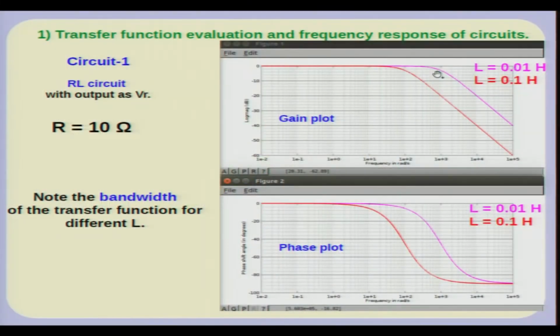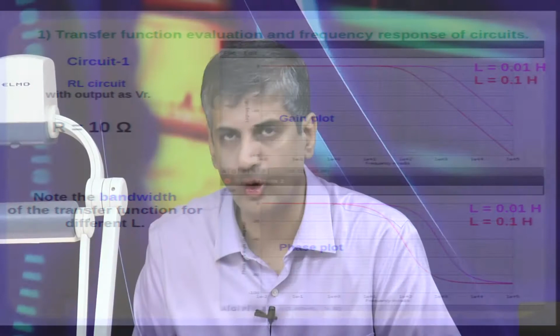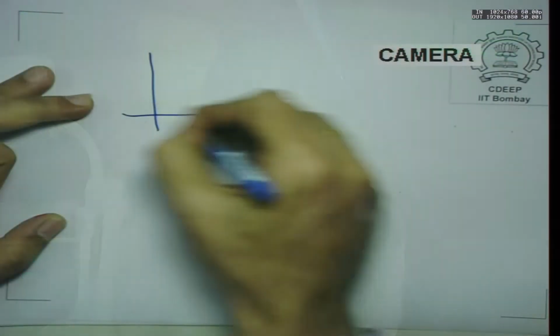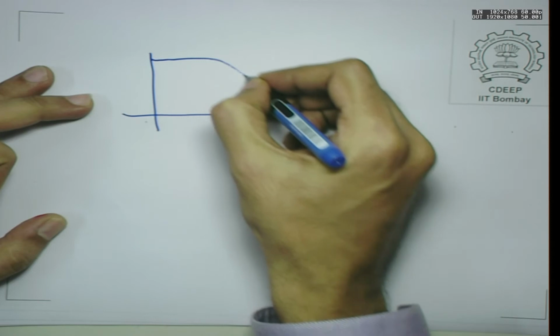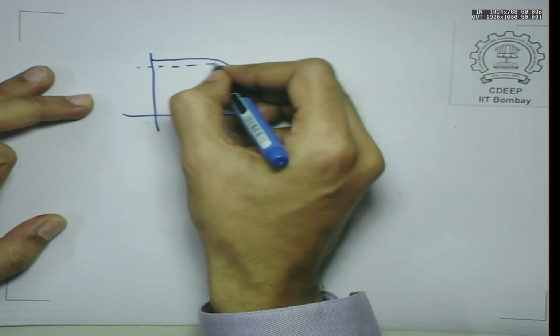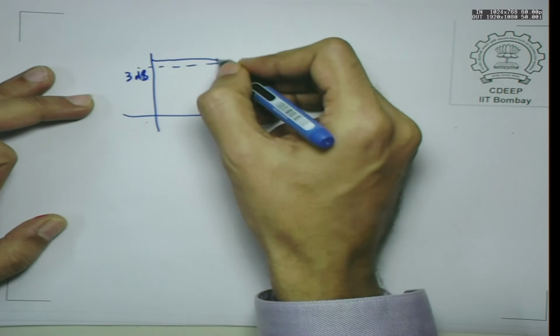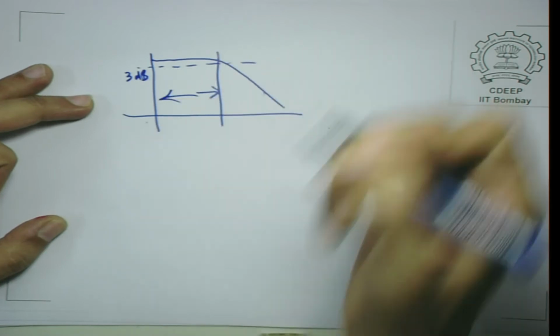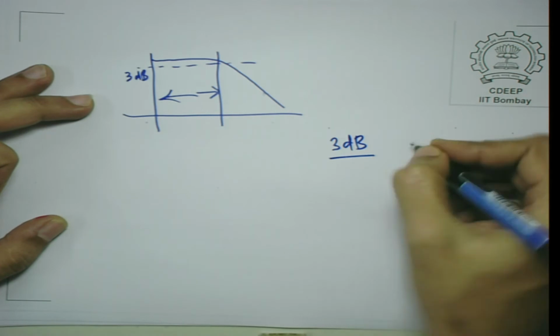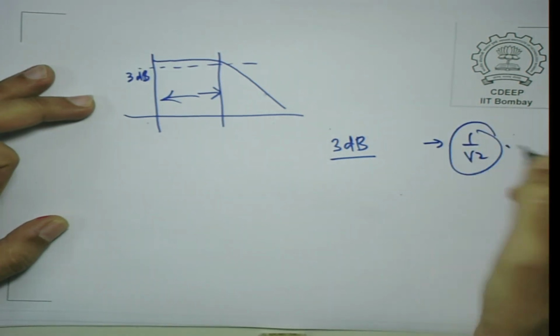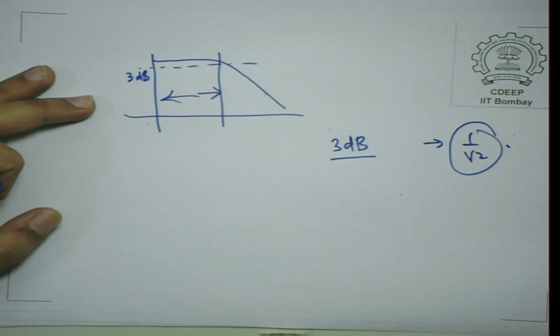In fact, it is useful to define something called a bandwidth. One of the ways you can define a bandwidth in a low pass filter, the most common definition is, if I am plotting this on the log scale, you can look at the 3 decibel gain, and this is called the bandwidth. 3 decibels of course corresponds to a gain of 1 by root 2. Often it is called a half power gain. Why this is half power is something we will understand when we go to simple AC circuits.